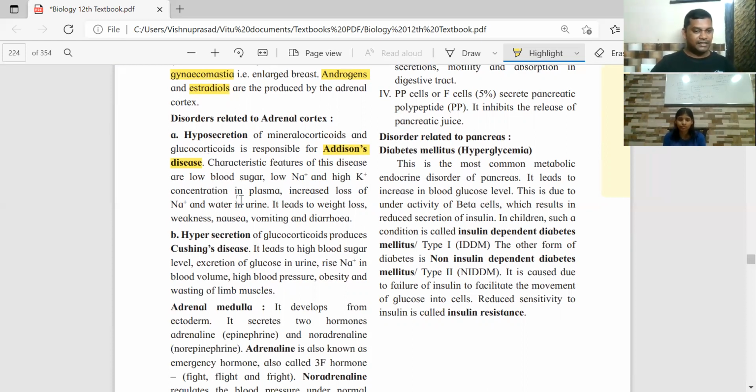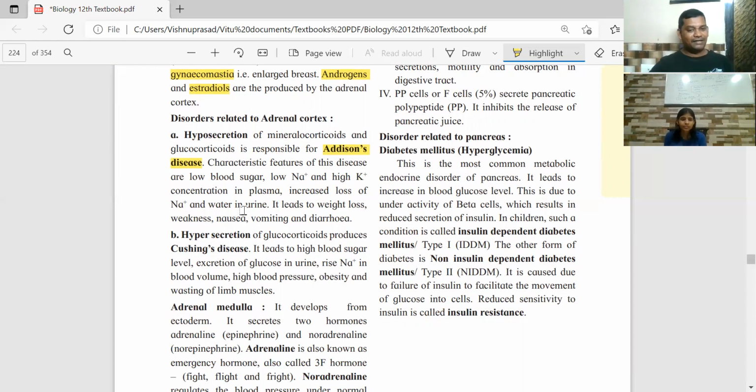So what happens in this condition? Blood sugar level decreases, low sodium, high potassium, increased loss of sodium and water. These hormones maintain a balance of minerals and carbohydrates, so if they become too low, these can be the symptoms. That is called Addison's disease. There will be excessive weight loss, weakness, nausea, vomiting, diarrhea, etc. Addison's disease is because of hyposecretion of mineralocorticoids and glucocorticoids.